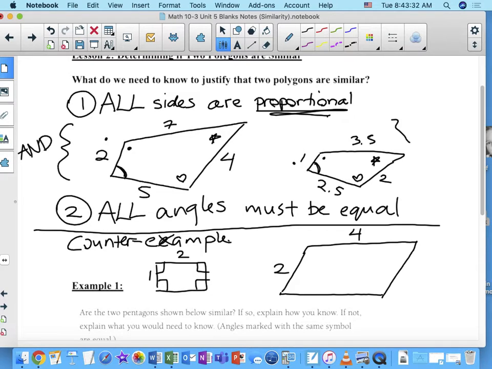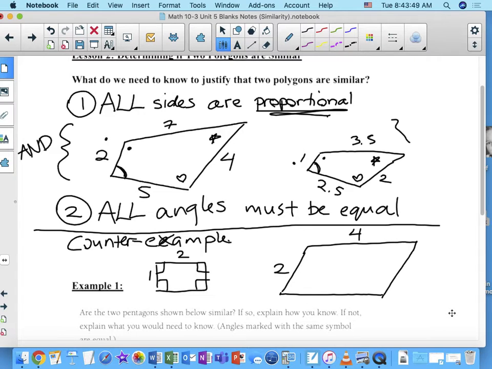Okay, and similarly, like I could take a rectangle that's 1 by 2 and change it into a rectangle that's 1 by 4. So I'm going to like elongate it, and then the angles are the same, but it's obviously not a similar rectangle. Okay, so you have to have both.